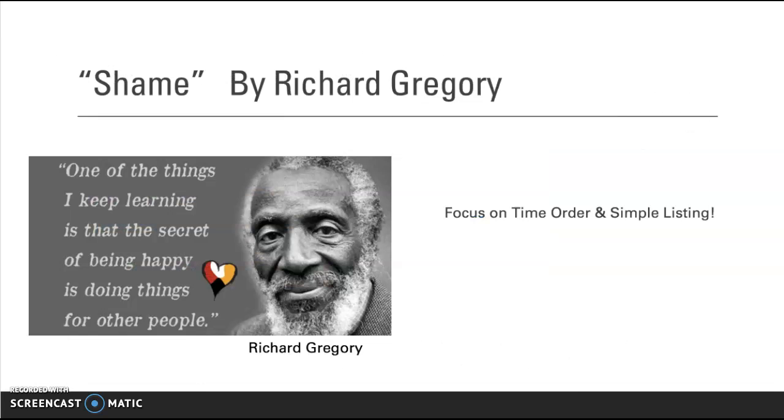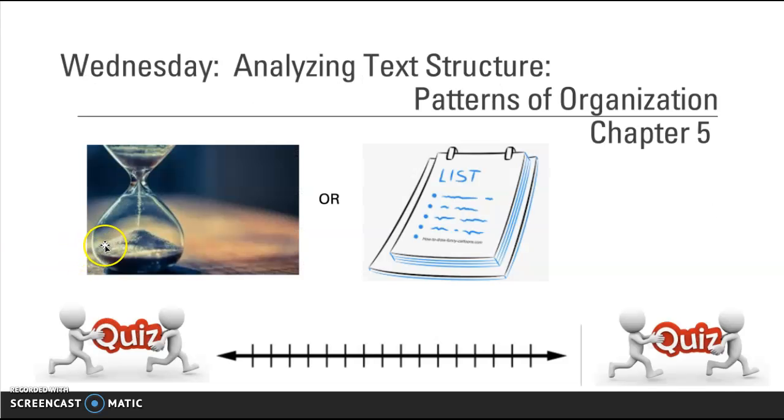And then on Thursday, you have a pretty light day. You just have to read and annotate an essay called Shame. It is posted in your module. And what you need to do is just look at this essay and try and figure out where Richard Gregory, who is the author of this essay, uses time order and where he uses simple listing. And of course, you will already know what all of that means, because on Wednesday, you would have done your voice thread and your study read. So you would already know about that.